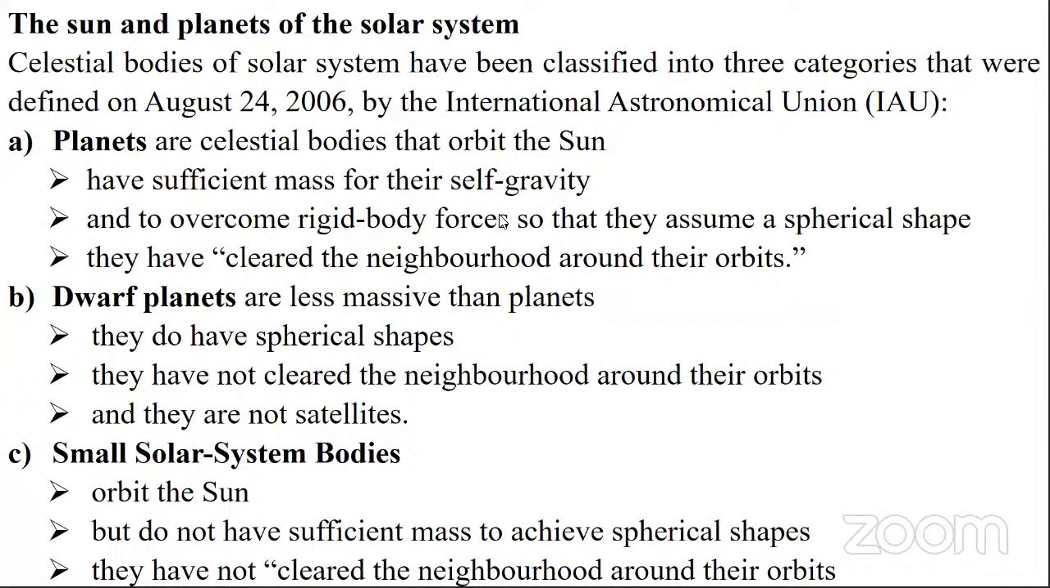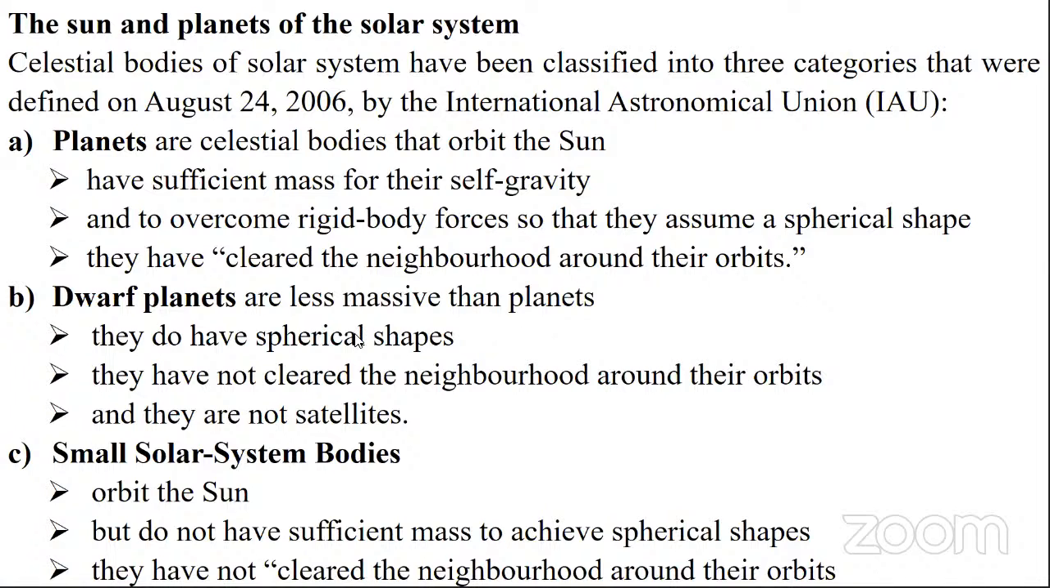Planets are celestial bodies that orbit the Sun, there is no doubt, which have sufficient mass for their self-gravity. If they don't possess sufficient mass for their self-gravity, we may not call them planets. It can overcome rigid body forces so that they assume a spherical shape. And they have cleared the neighborhood around their orbits. Because of the existence of the planets, the neighboring objects like smaller masses will be cleared, mainly because they will be under the continuous interaction of the planets.